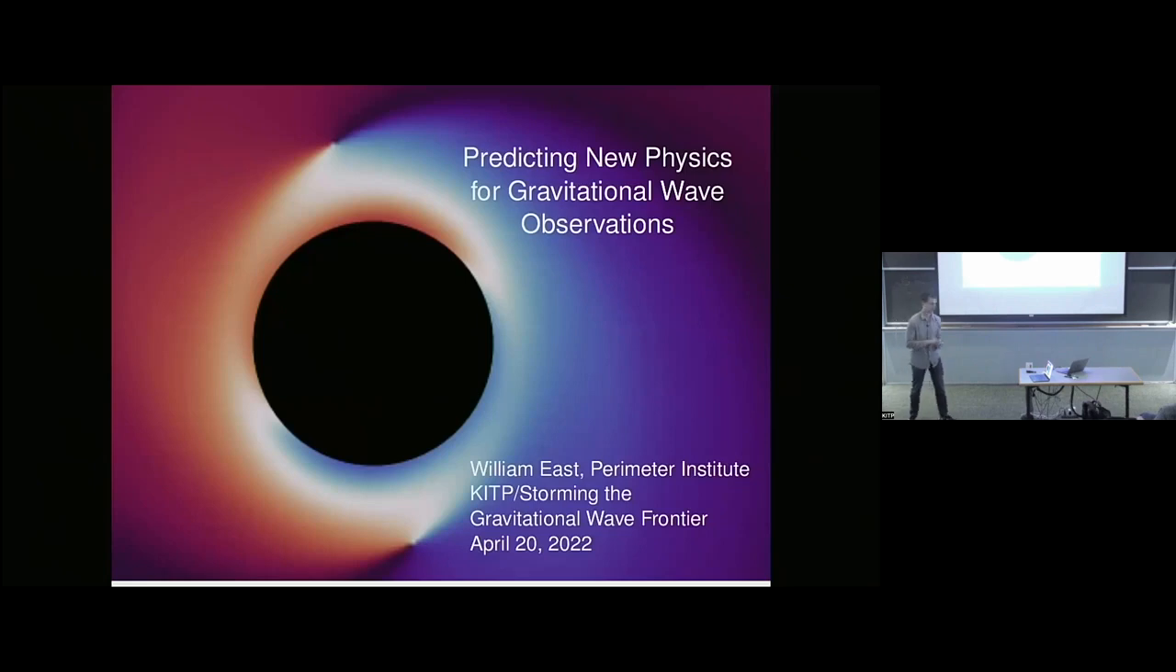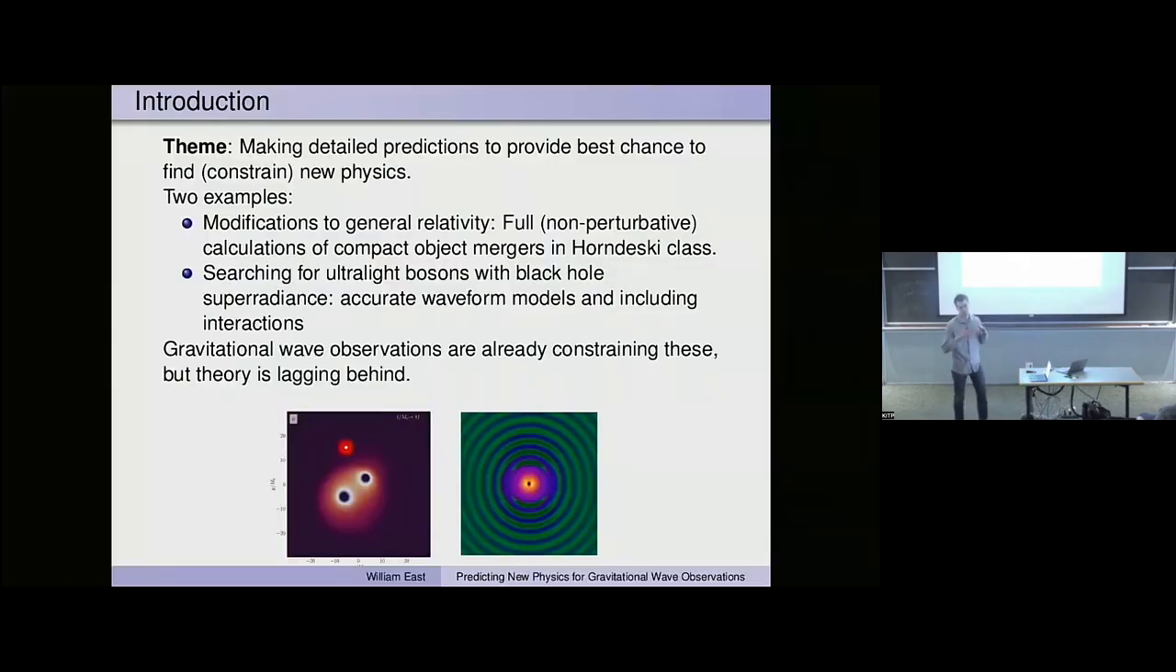So already in this conference, we've heard a lot about how gravitational waves are revolutionizing our understanding of the astrophysics of black holes and neutron stars. So in my talk, I want to focus a bit on how we can use gravitational waves as probes of new physics. So I'm going to give two examples of that.